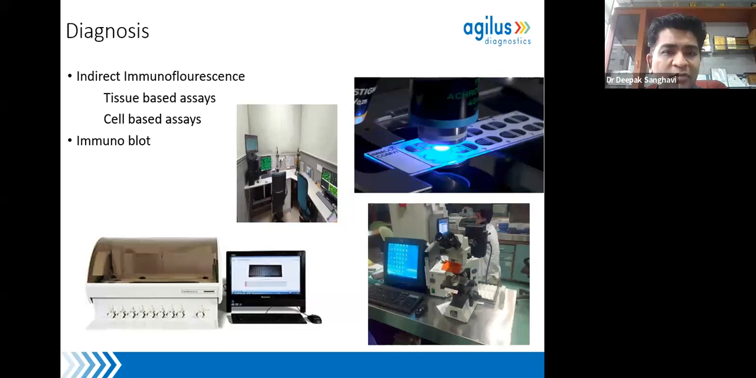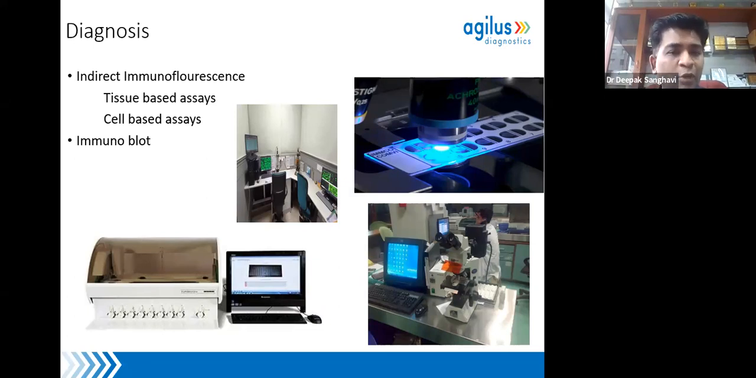So there are three main methods. One is the indirect immunofluorescence. In indirect immunofluorescence, you have kits available which are tissue-based. Tissue-based means there will be actual brain tissue cut like slices and pasted on the biochip slides, where you can do the immunofluorescence processing, and then based on the fluorescence, you can diagnose the antibodies depending upon the area of the brain involved.